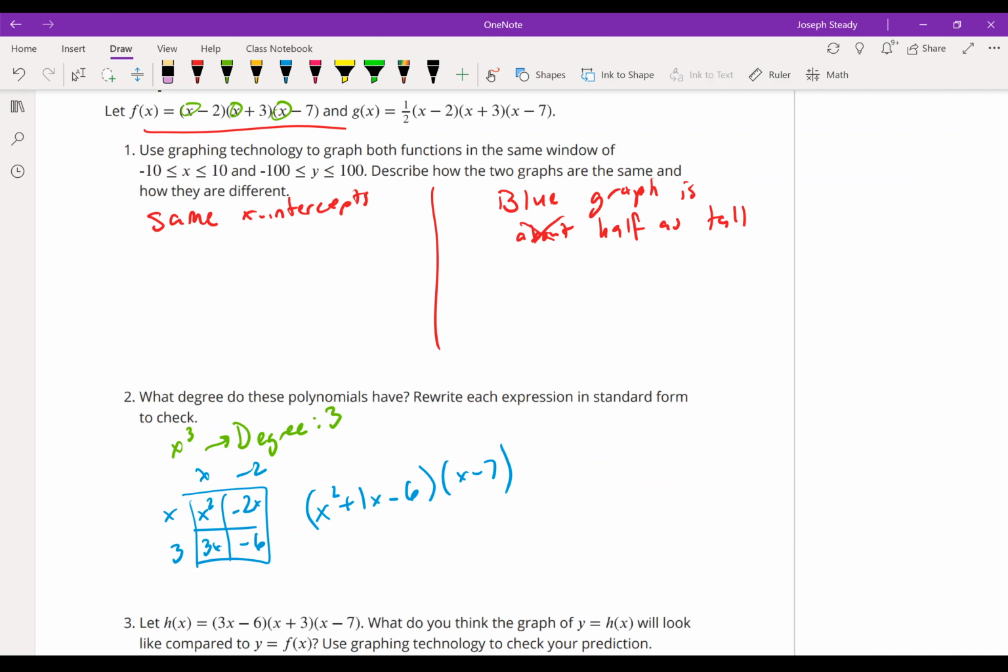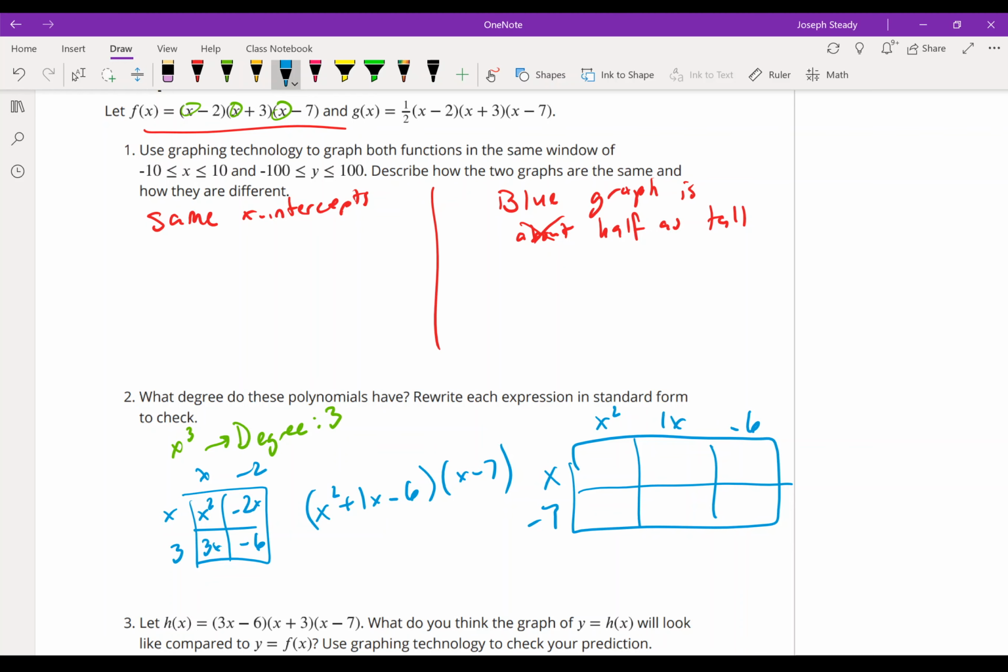Another multiplication problem. This one has 3 boxes on this side and 2 boxes on this side. So we can go ahead and do this multiplication. This is x to the third. This is x squared. This is negative 6x. And then down here, this is negative 7x squared. This is negative 7x. And this is positive 42.